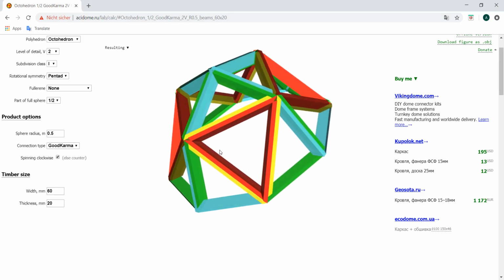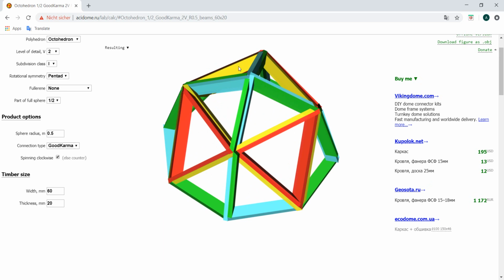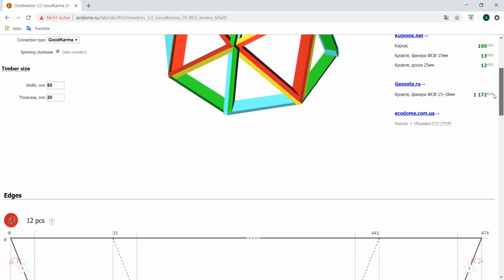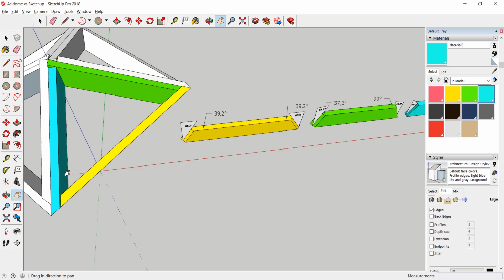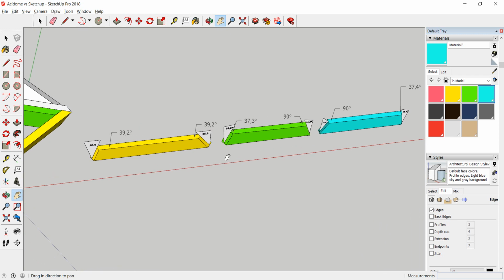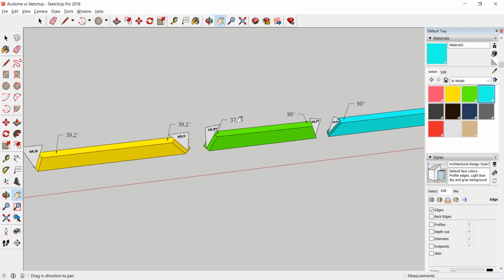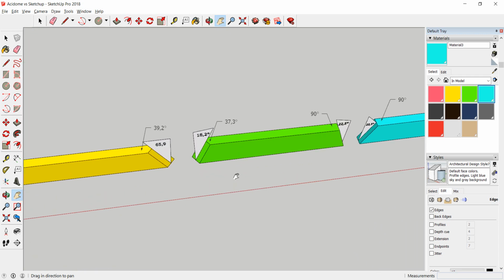So here we have it. This is what I designed so far. So here's the yellow one, 65.9 and 39.2. It's identical. Who would have expected that? So now the green one.